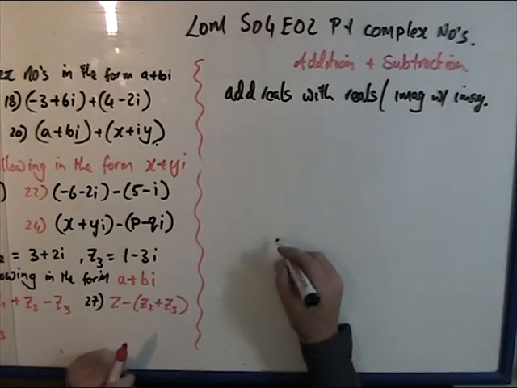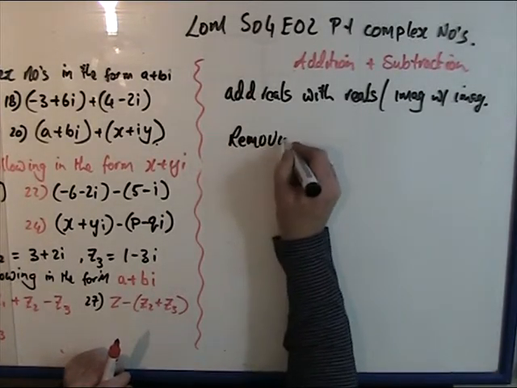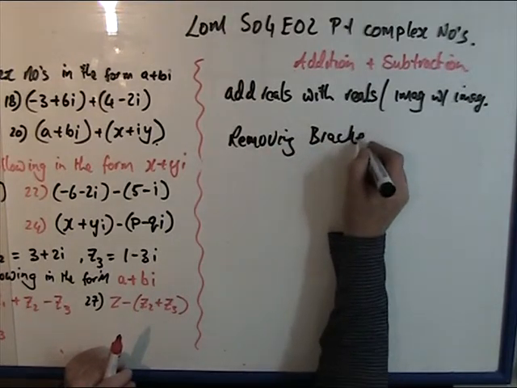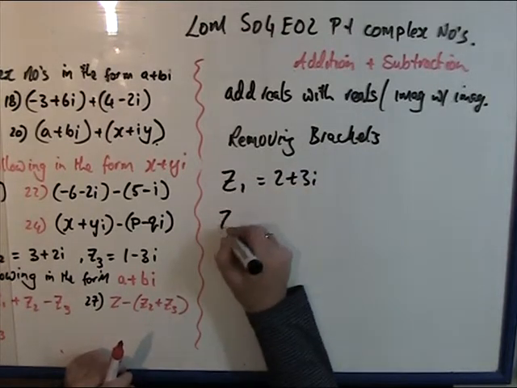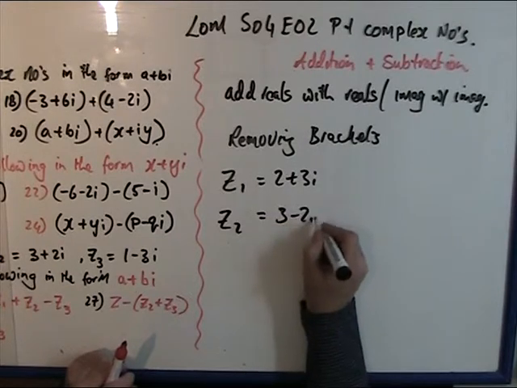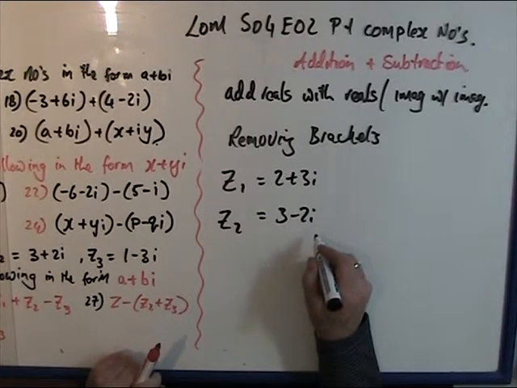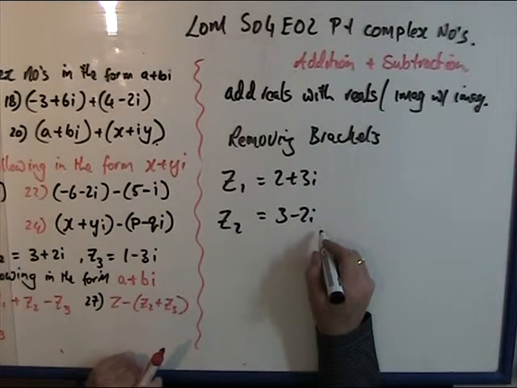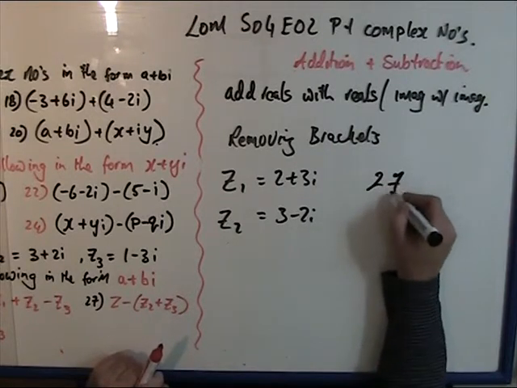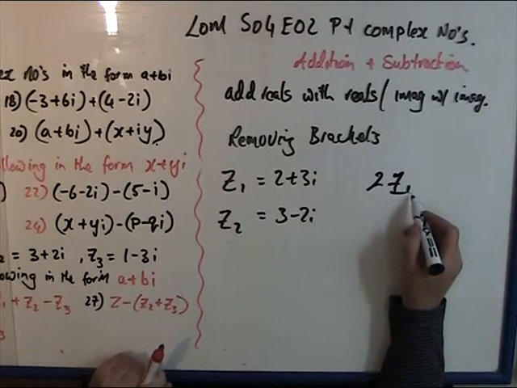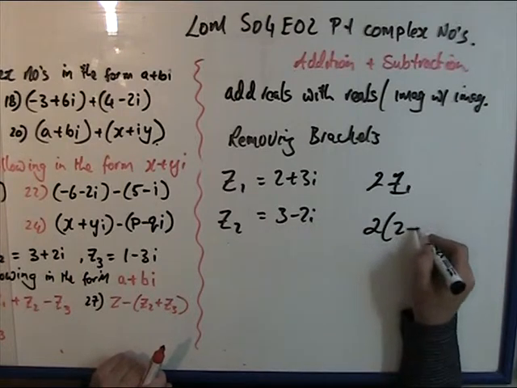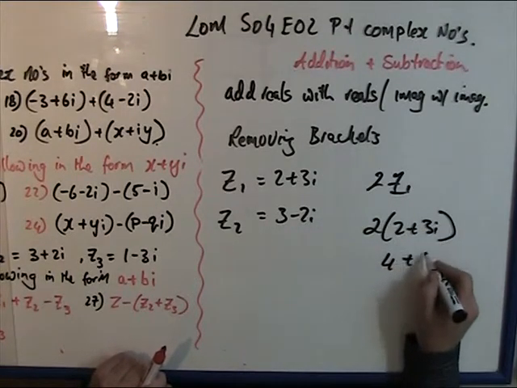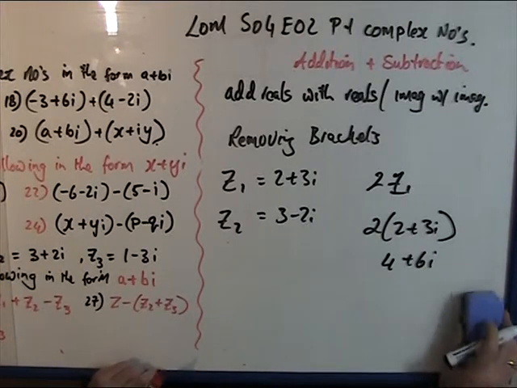Now let's have a look at removing brackets, which is something similar to what we did. So z1, they will always probably write it like this. They haven't really changed it. Since I've been teaching for a long time, they haven't changed this format. Now, for example, let's have a look at 2 times z1. It says find 2 times z1 and express it in the form a plus bi. So you just multiply 2 times 2 plus 3i, and you get 4 plus 6i, and that's your answer. Don't reduce it or anything, that's your answer.